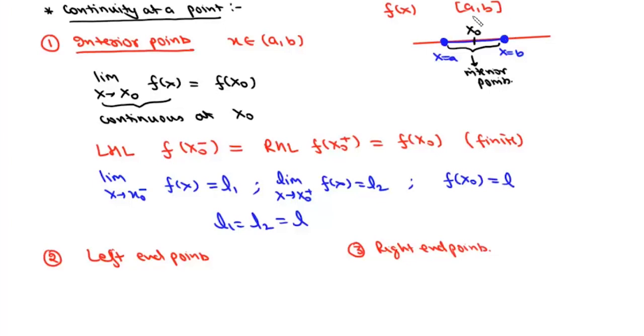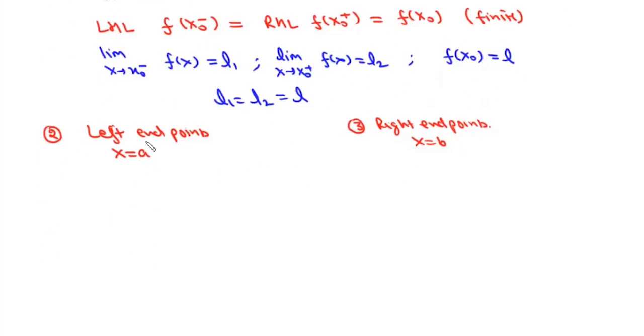So for this function f(x) defined on [a, b], x equal to a is a left endpoint, and x equal to b is a right endpoint. So this point where the interval starts is your left endpoint, and this point on the right is your right endpoint.